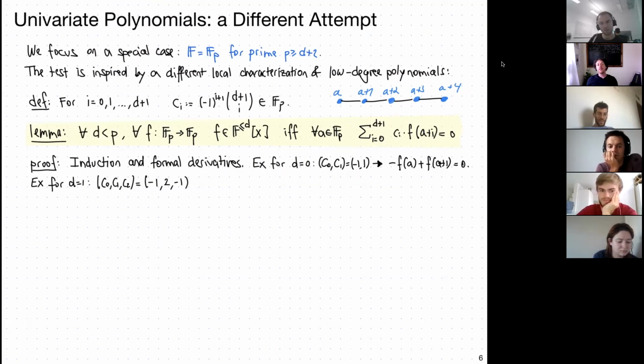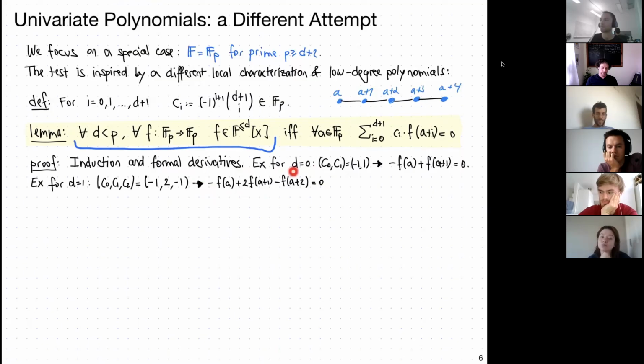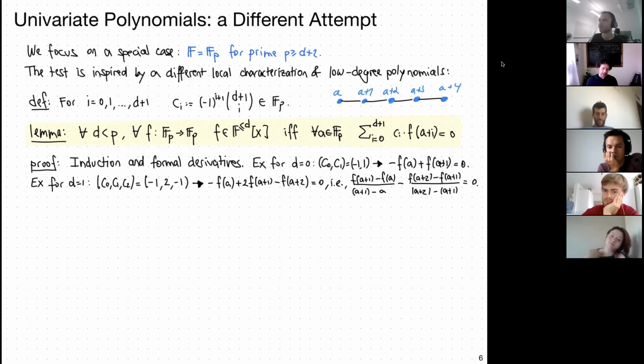So we get these values -1, 2, and -1. And this will amount to this linear constraint, just by plugging in this value. It might seem a bit ugly or random, but if we reorganize it, you get the derivative in one point and the derivative in another point.